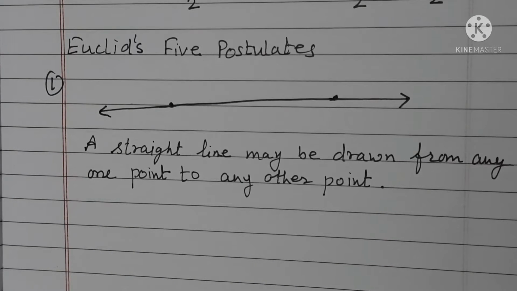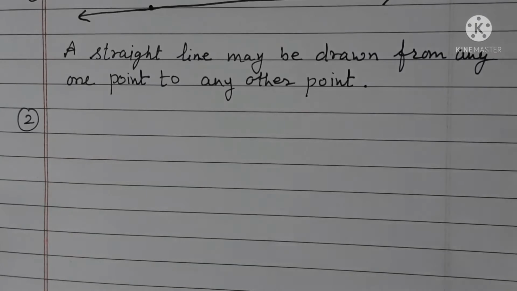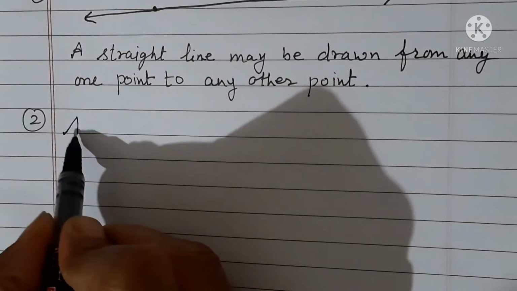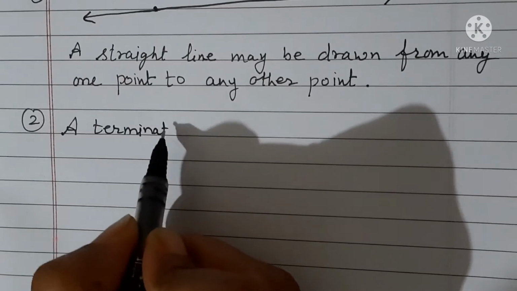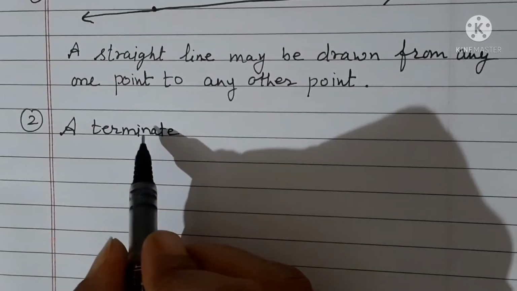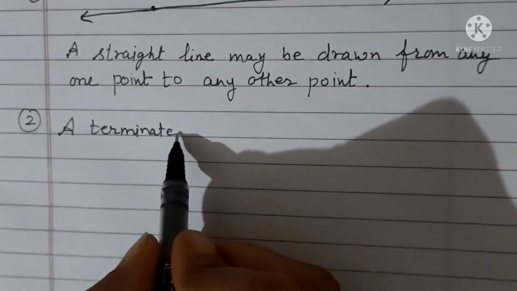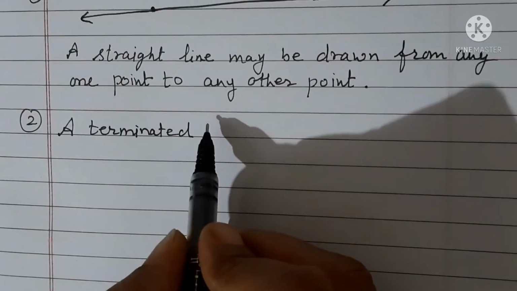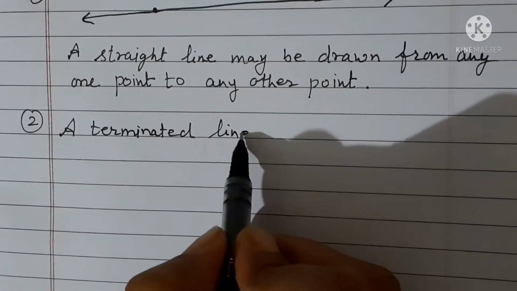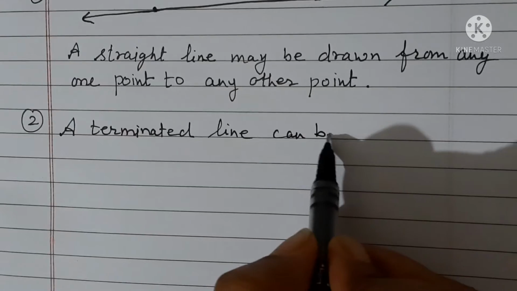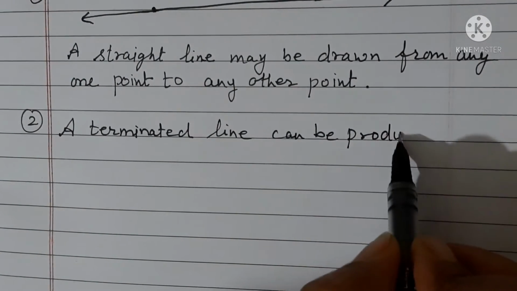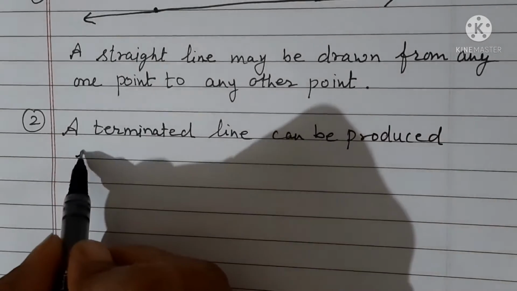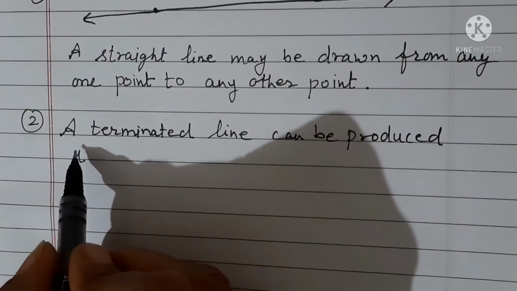Come to the second postulate. A terminated line can be produced indefinitely. Indefinitely means endlessly.